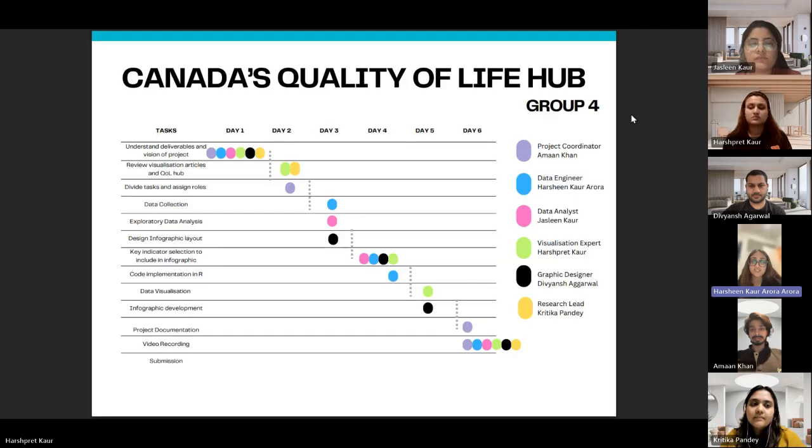I also supported the team by implementing code in R to process data efficiently and helped in creating visualizations that reflected key quality of life indicators.